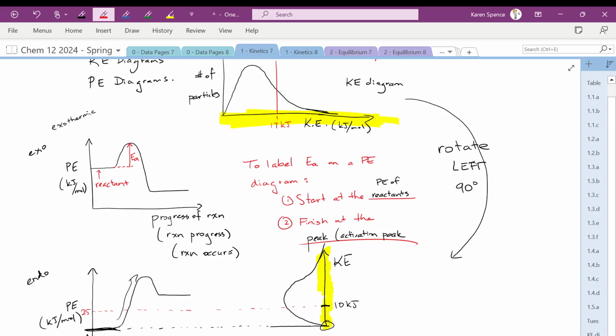If I have molecules, these molecules in here, that have 10 kilojoules of kinetic energy, will they have enough to get up and over the hill? Or will they only go this high and then roll back down again? They'll only get that high and they will roll back down again. How much energy would they need to overcome that activation peak? So this is 15 kilojoules, that's 25.